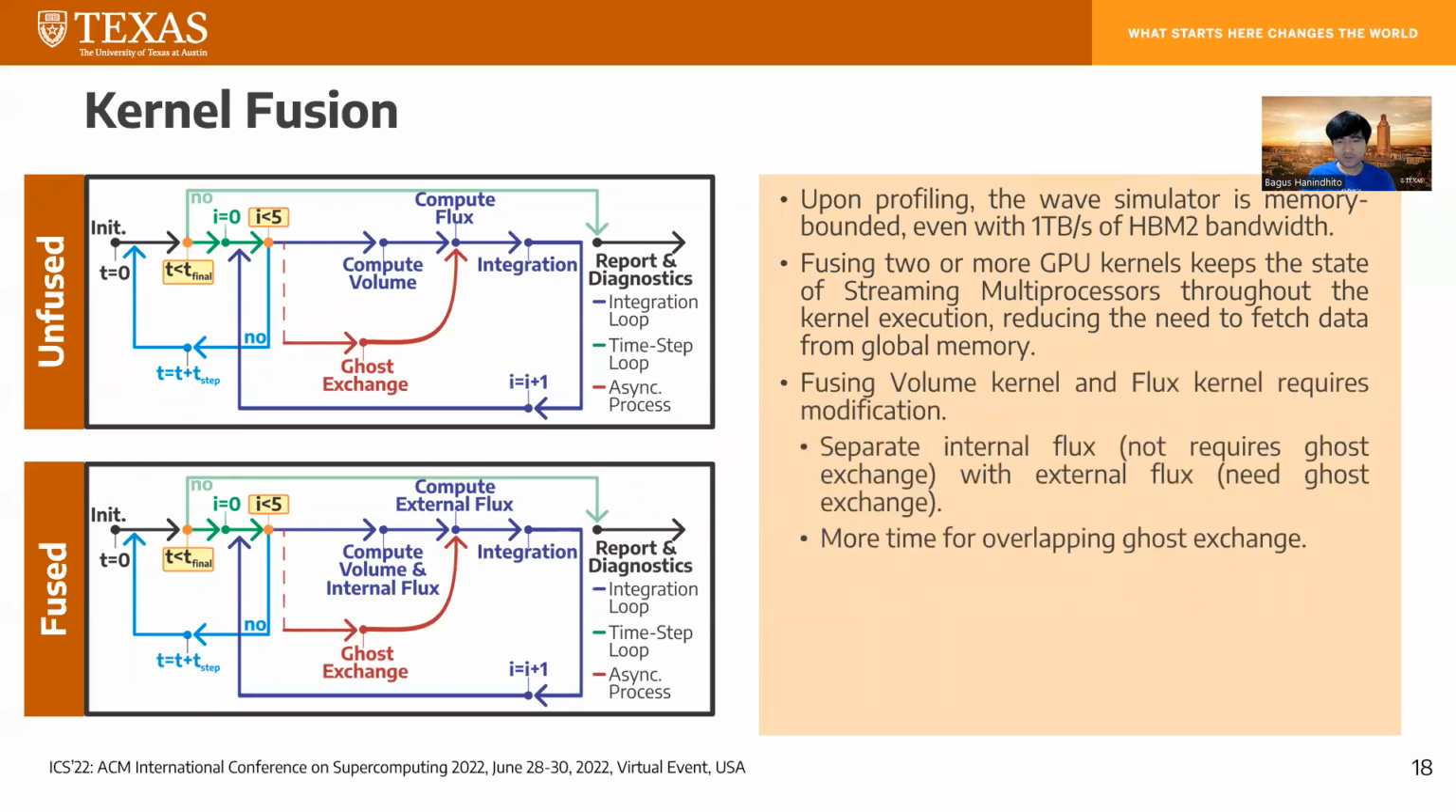So the candidate for kernel fusion is volume and flux, but to do that, we need to modify flux a little bit. So we split internal flux from external flux. The internal flux is the one that does not require ghost exchange, while the external flux will definitely need to wait until the ghost exchange is finished. In that way, we combine compute volume and internal flux, give more time for overlapping ghost exchange, and then after the ghost exchange finishes, we can do the external flux computation.